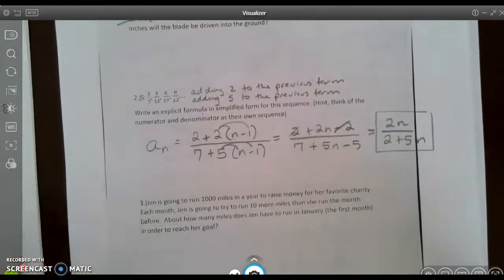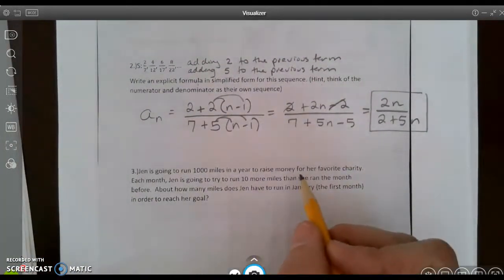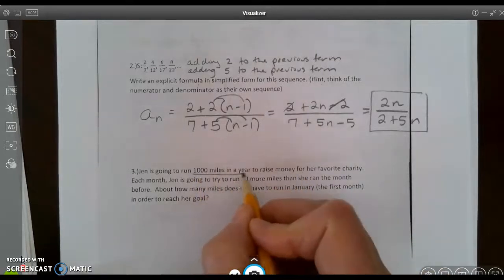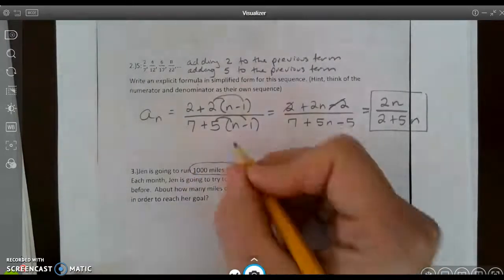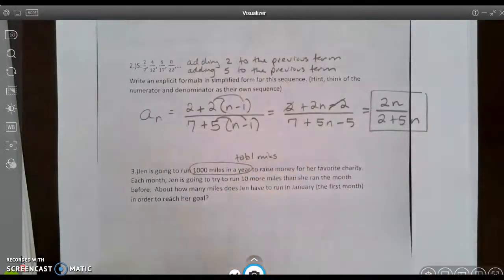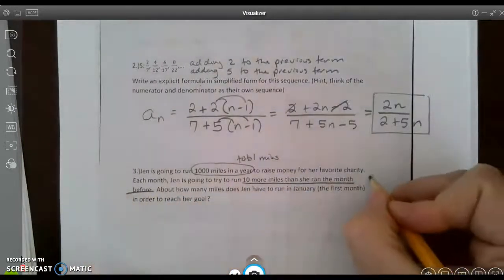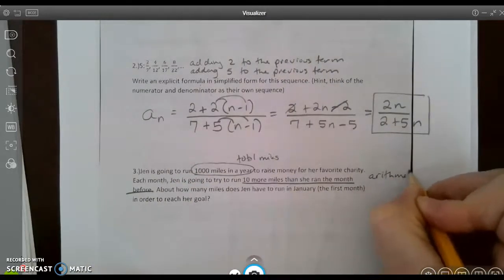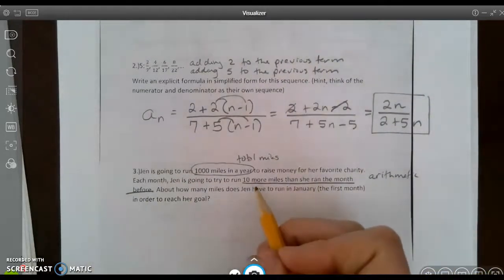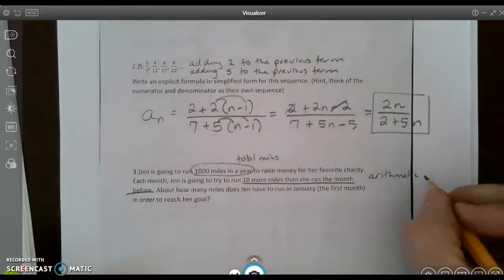Let's go to number 3. Jen is going to run 1,000 miles in a year to raise money for her favorite charity. That sounds like a total to me. Total miles. Each month, Jen is going to try to run 10 more miles than she ran the month before. That means this is going to be arithmetic, because we have a constant difference, 10 more miles than the month before. Add 10 to the previous term.